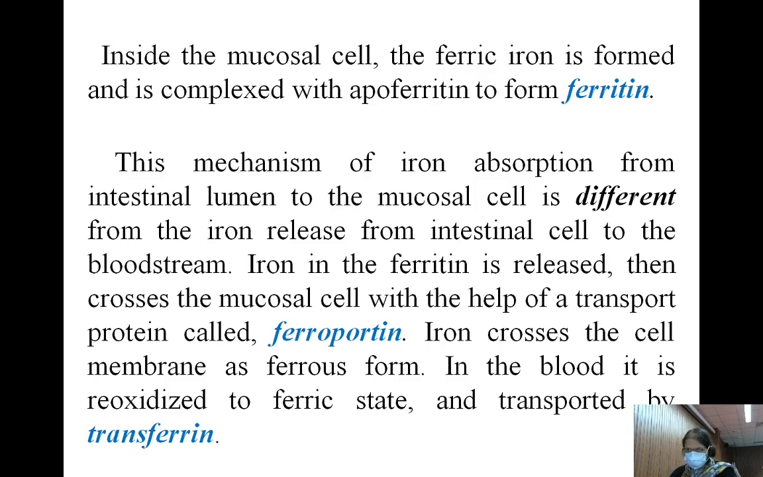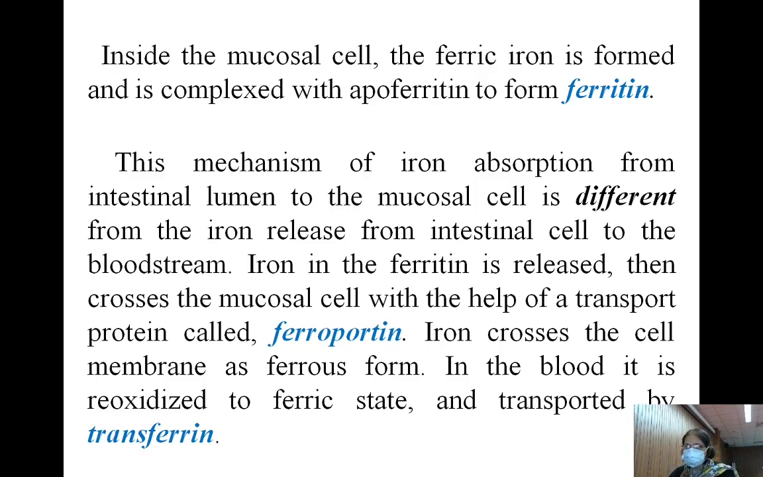Don't confuse, it is a different transporter. For the absorption of iron from the intestinal lumen into the intestinal epithelial cell, that transporter is DMT1, divalent metal transporter 1. But from the mucosal cell to the bloodstream, iron is transported by a different transporter, a different mechanism. Don't confuse. Iron in the ferritin is released. So what happened in that case?